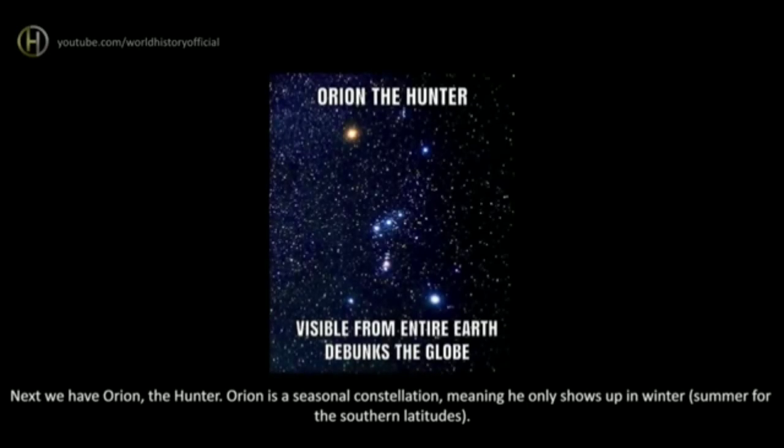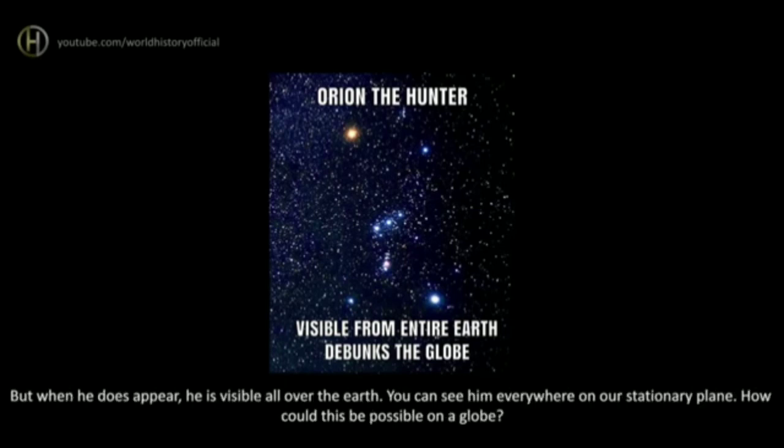Next, we have Orion, the Hunter. Orion is a seasonal constellation, meaning he only shows up in winter, summer for the southern latitudes. But when he does appear, he is visible all over the Earth. You can see him everywhere on our stationary plane. How could this be possible on a globe?